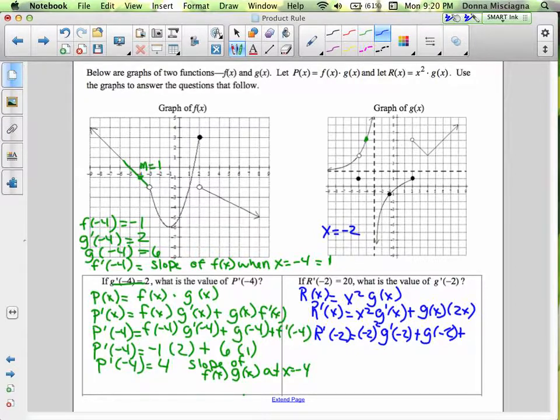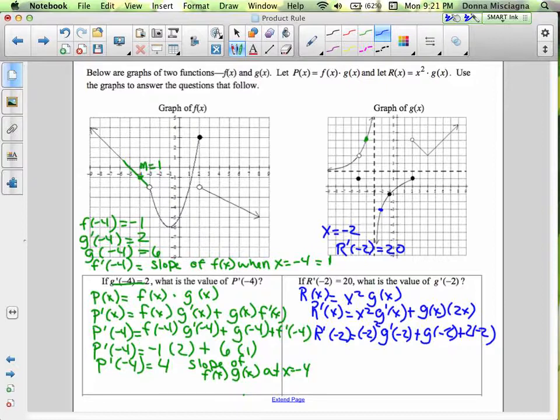-2 squared. All right, and so we got -2 squared times g prime of -2 plus g of -2 plus 2 times -2. May as well just plug in the -2 for the x's. All right, so we took care of x's. Now we need g prime of -2, which we don't have. But we do have r prime of -2. That's 20. And g of -2, that is right here.